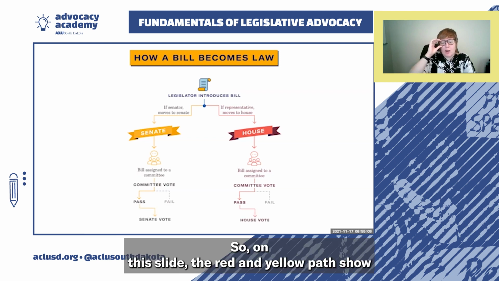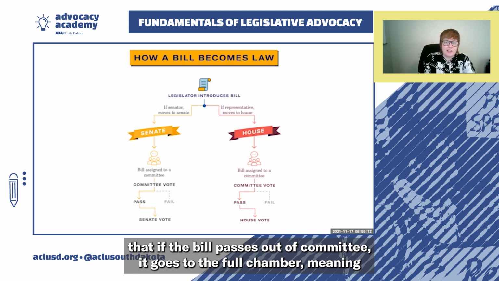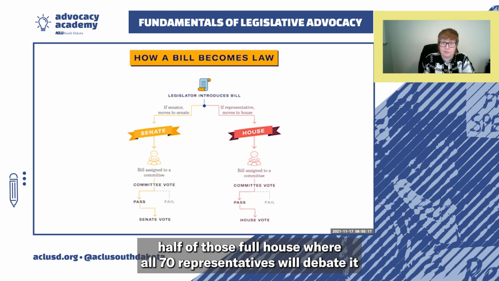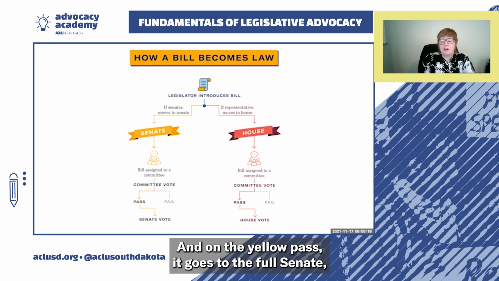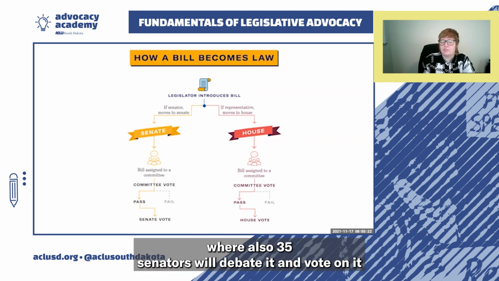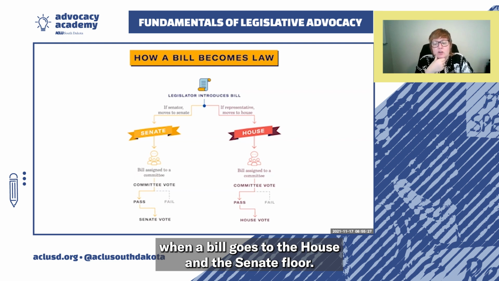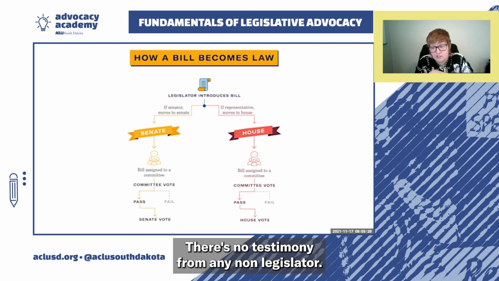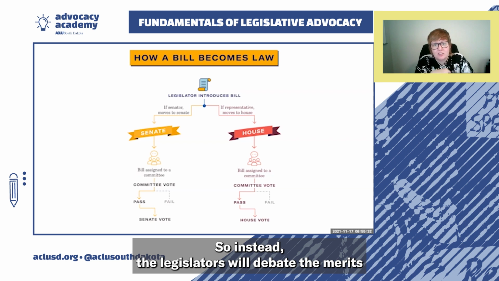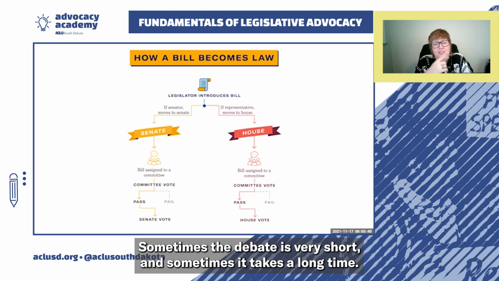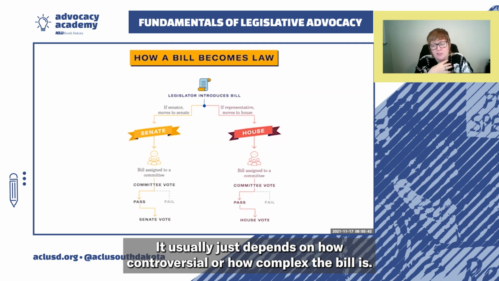On this slide, the red and yellow paths show that if the bill passes out of committee, it goes to the full chamber, meaning on the red path, it goes to the full House where all 70 representatives will debate it and then vote on it. And on the yellow path, it goes to the full Senate where all 35 senators will debate it and vote on it. When a bill goes to the House or the Senate floor, there's no testimony from any non-legislator. Instead, the legislators will debate the merits of the bills and advocate either for or against them. Sometimes the debate is very short and sometimes it takes a long time. It usually just depends on how controversial or how complex the bill is.